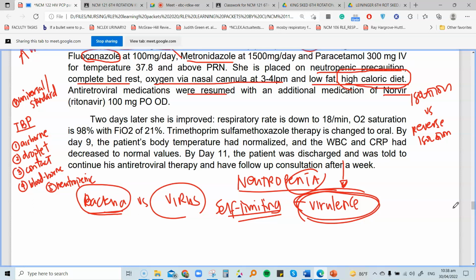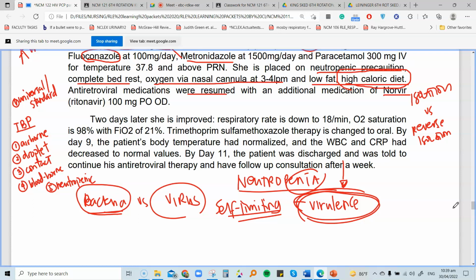Baliktaran siya. Okay? Your antibiotic, combined antibiotic, trimethoprim, sulfamethoxazole, ang hirap i-pronounce, is changed to oral. So, remember, initially it was given IV, and then now it's going to be oral. So, it means to say that the patient has established stability in his condition. By day 9, the patient's body temperature had normalized, and the WBC and CRP had decreased to normal values.